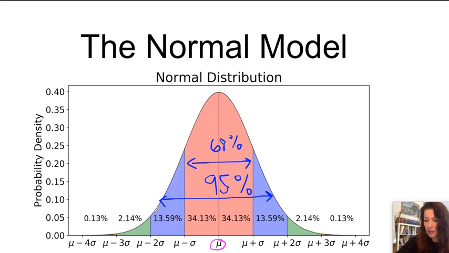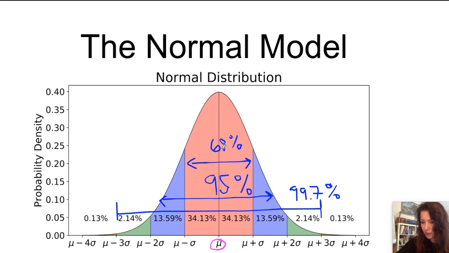And 99.7% is 3 standard deviations. So from left to right, we have 99.7%. That is our empirical rule, and all normal models will follow this rule. Again, 1 standard deviation from the mean is 68%, 2 standard deviations from the mean is 95%, and 3 standard deviations from the mean, meaning left and right, is 99.7%, approximately.